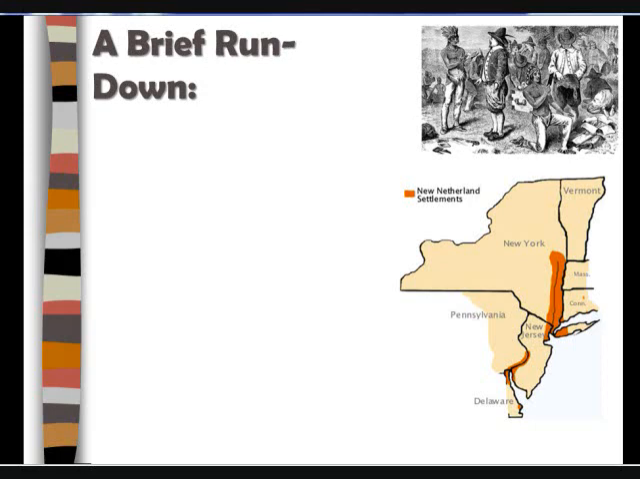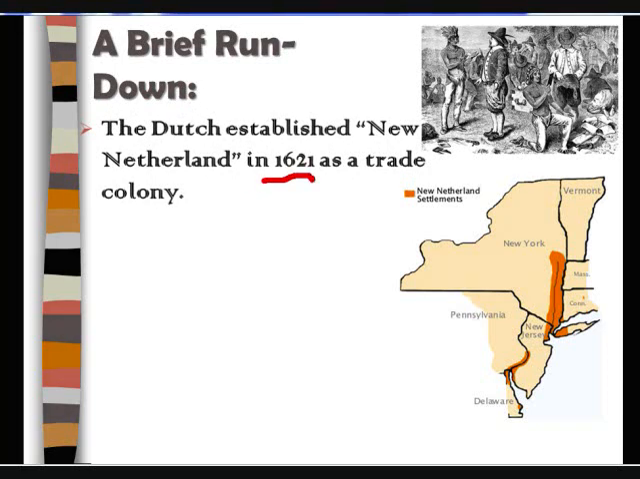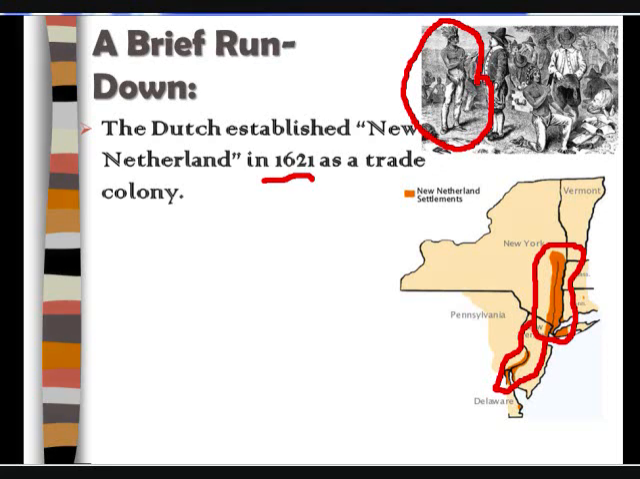Let's start with a brief rundown of how these colonies developed. You will notice that the Dutch established New Netherland in 1621 as a trading colony. The Dutch, who settled along the Hudson River and the Delaware River, had aspirations of gaining wealth by trading with the Indians. You see, the Dutch had seen what the Spanish had been doing for 100 years in the New World. The Dutch had seen what the French had been doing in the New World for the last 100 years. And now they had seen England getting involved. And so the Dutch believed they needed a piece of this trade action.